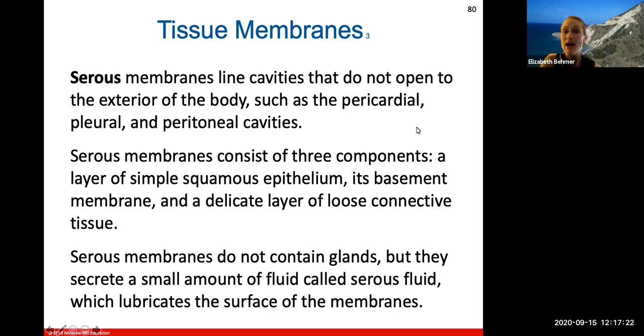Serous membranes line body cavities that do not open to the exterior of the body. An example of these are membranes in your heart cavity, the pericardial cavity, the pleural cavity, the cavity that your lungs are in, and the peritoneal cavity, the cavity that your abdominal organs are in. These are the components of the serous membrane: a squamous epithelium layer, a loose connective tissue layer, the basement membrane. They do not contain glands, but they will secrete what we call serous fluid. That'll help lubricate the surface of the membrane, just so the organs are fluidly moving throughout the body within their cavity.